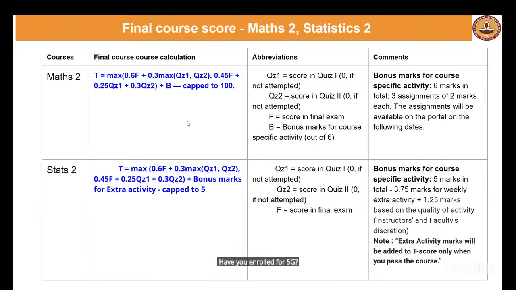No, in the first term, the first year, you don't get the SCT. Only when you enroll for the Python course does this SCT come. Okay, ma'am. And the last query is that I have got the student email ID, but I have still not got my password.